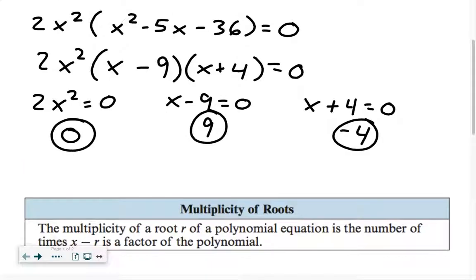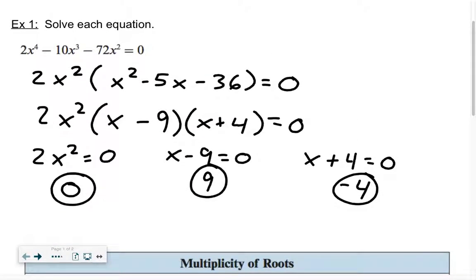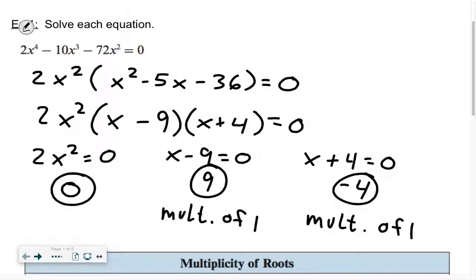Let's go back to example number 1, and let's identify our multiplicities here. Again, degree was 4. We had 3 roots. How many times did this occur? The negative 4. Just once. Multiplicity of 1. How many times did this occur? Once. And how many times did this occur? Twice, because of this exponent of 2. What do they add up to? 4.